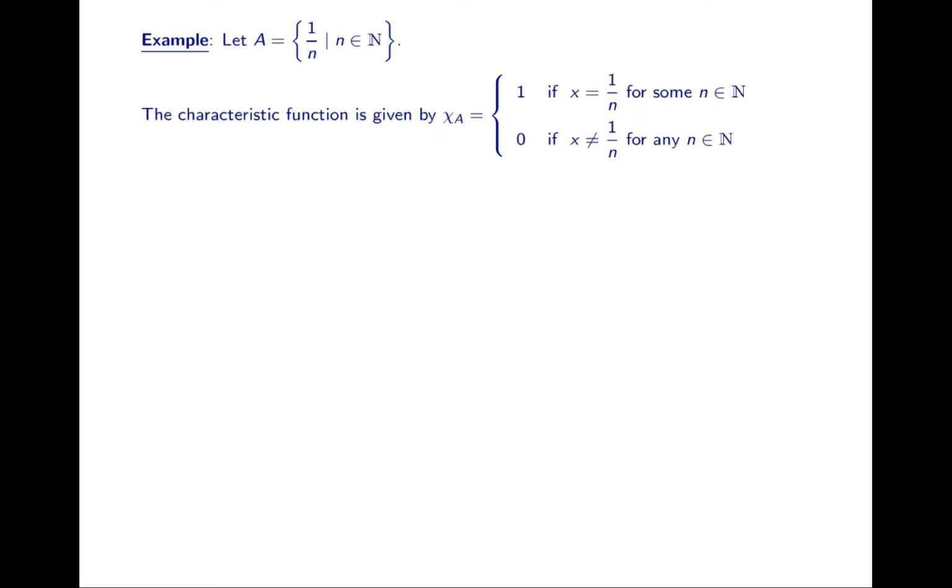Now let's consider another example. Let's consider the set of every reciprocal of every natural number. So 1, a half, a third, a quarter, a fifth, a sixth, and so on. So this set is contained in the closed interval 0 to 1. And the characteristic function is 1 if x is a reciprocal of a natural number and 0 otherwise. So let's take a look at how we would measure the volume of this set.